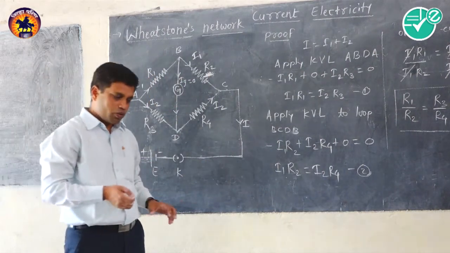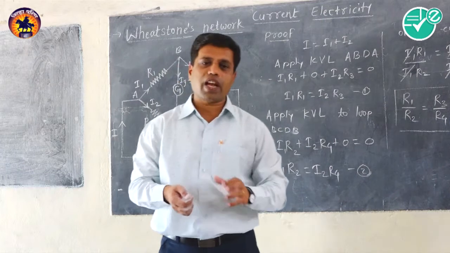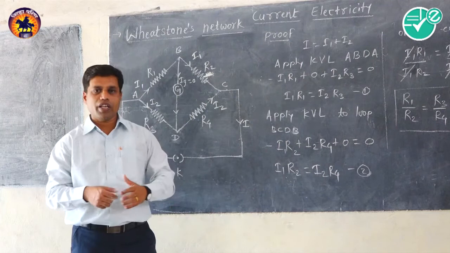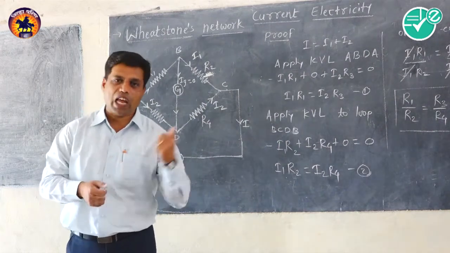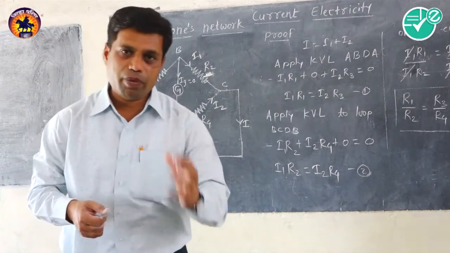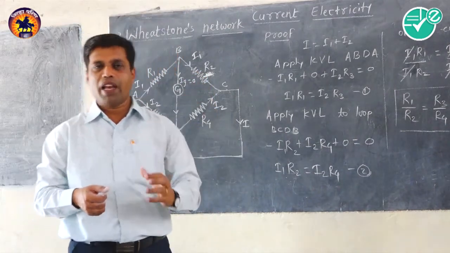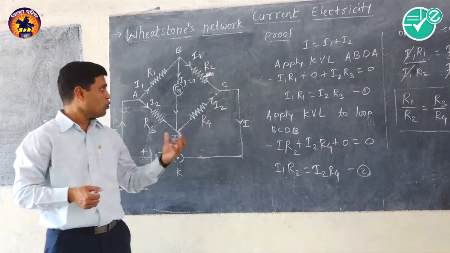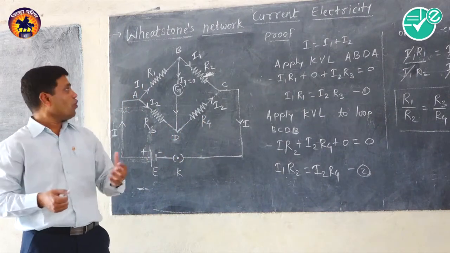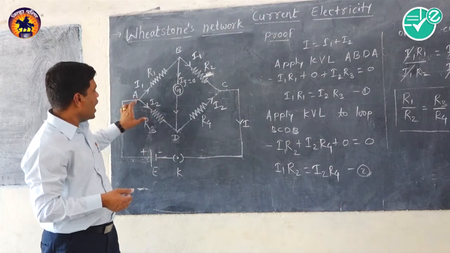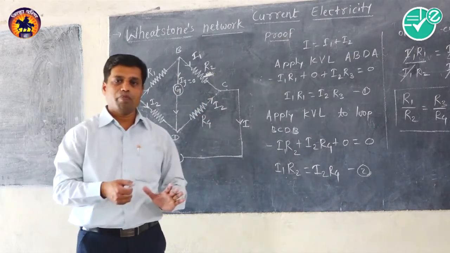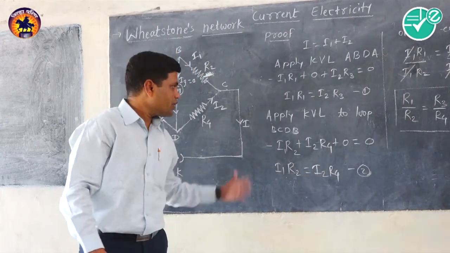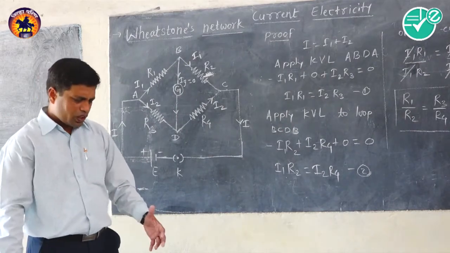The answer to this question is that it will definitely work if we interchange the position of a cell and galvanometer. Then also this condition will take place, they will be balanced, and it will also work for that conjugate arm also. Therefore these arms BD and AC are called conjugate arms. It means you can interchange the position of cell and galvanometer in the Wheatstone's network. So this is a very simple proof.